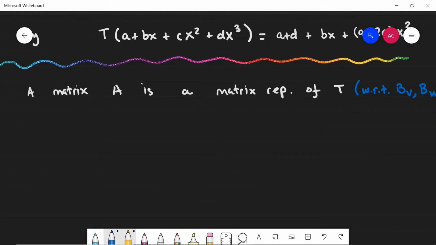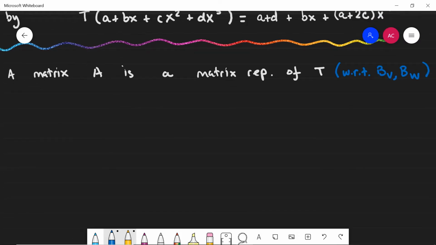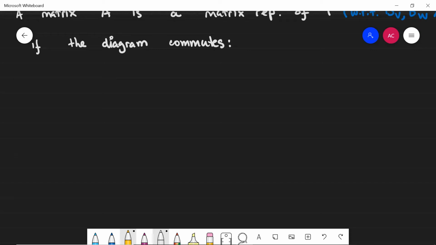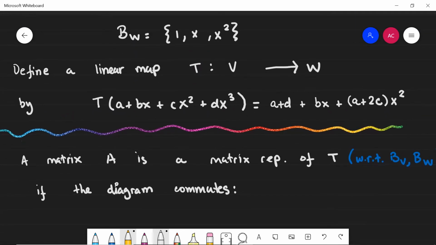Okay. So a matrix A is a matrix representation of T if the following diagram commutes. Now we saw this a little bit on Monday, and I'll explain again what I mean by commutativity of this diagram. So what I'm going to do is draw a nice little diagram here. I know I have a mapping that takes me from V to W, right? That is this correspondence that I defined right here.